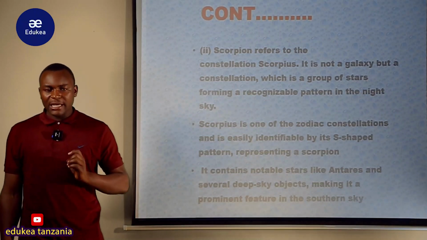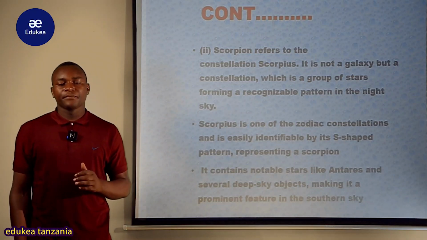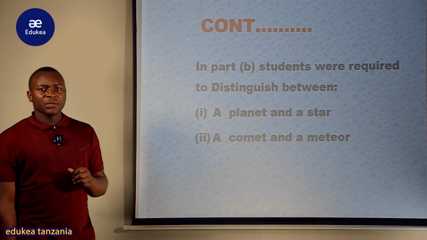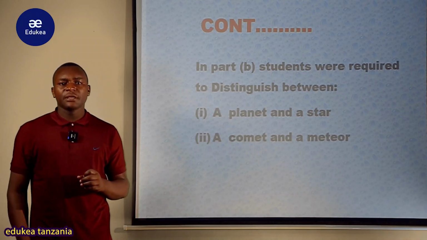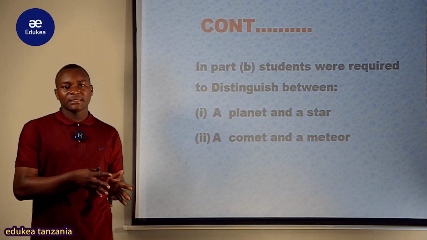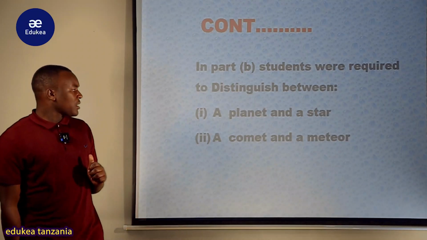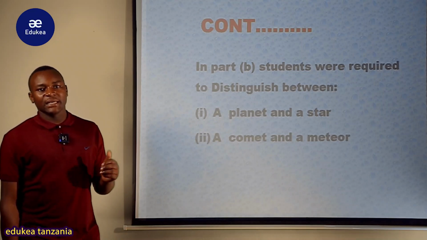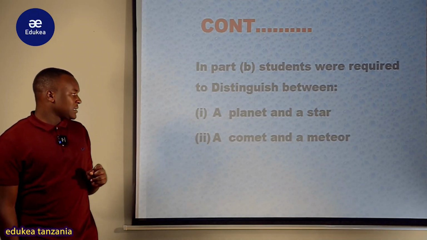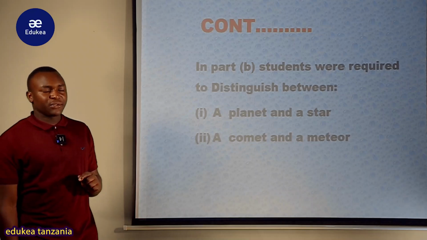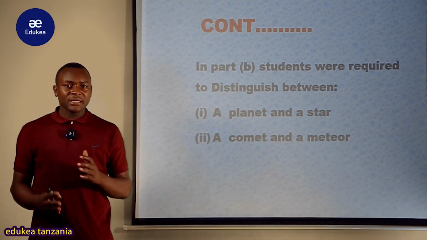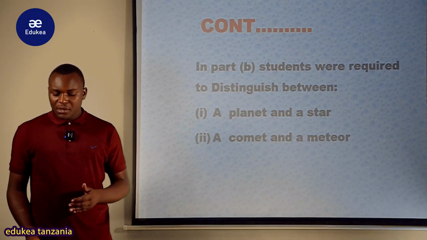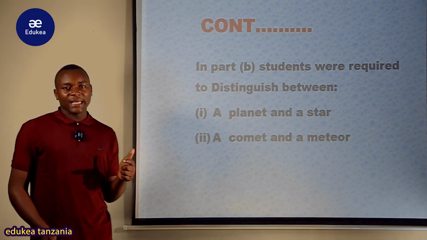After that, let's jump to part B of the question. In part B, Roman number 1, we have to distinguish between planet and star. So we have to give the difference between a planet and a star. Also, in Roman number 2, students are required to distinguish between comet and meteor. So first, let's start with planet and star.